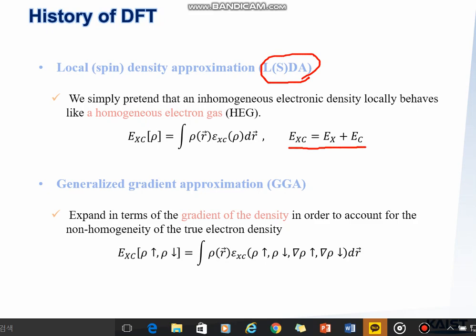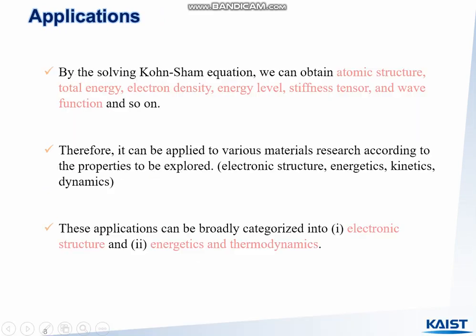To correct for this tendency, it is common to expand in terms of the gradient of the density in order to account for the non-homogeneity of the true electron density. This allows for corrections based on the changes in density away from the coordinate. These expansions are referred to as generalized gradient approximations. There are many other ways, but the results differ depending on how the exchange correlation energy is approximated.